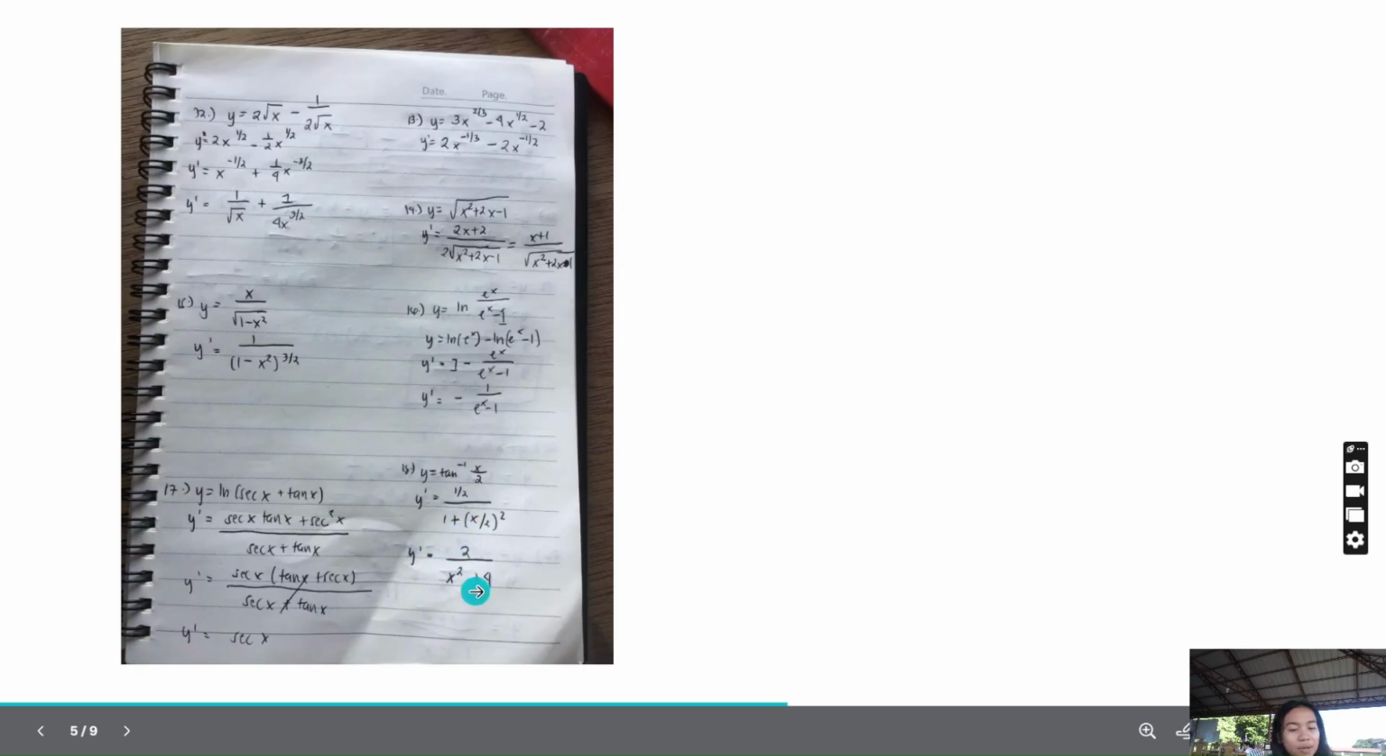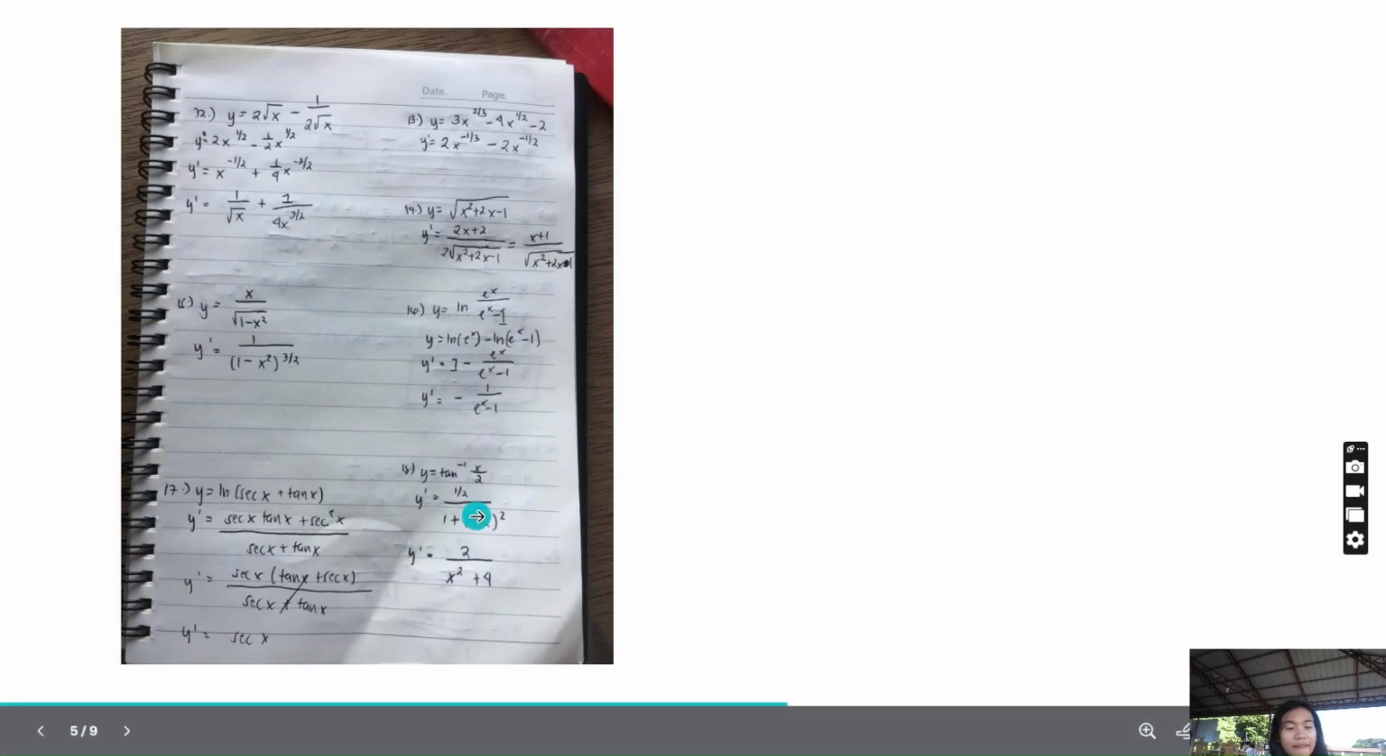Number 18, we are given y equals tan to the power of negative 1 of x over 2. So we will simply apply a rule for this one. So y prime would be equal to 1/2 all over 1 plus (x over 2) to the power of 2. And that gives us y prime equals 2 over x squared plus 4. That would be for our number 18.